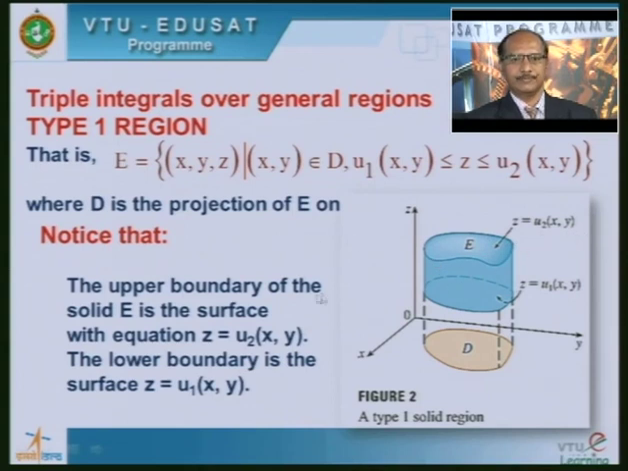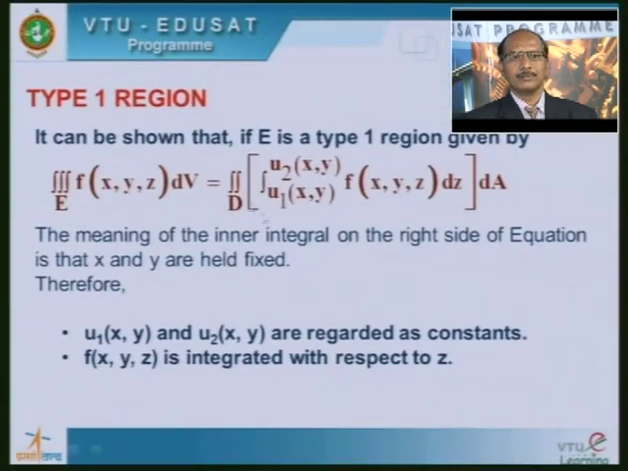Now in this integration, it can be shown that it is a type 1 region, as mentioned here. When the z limits are functions of x, y, first we do the integration with respect to z, using the z limits which are functions of x, y. So after the integration, this bracket becomes a function of x, y, and then it is a double integral problem. After one integration, the triple integral problem is reduced to a double integral problem.